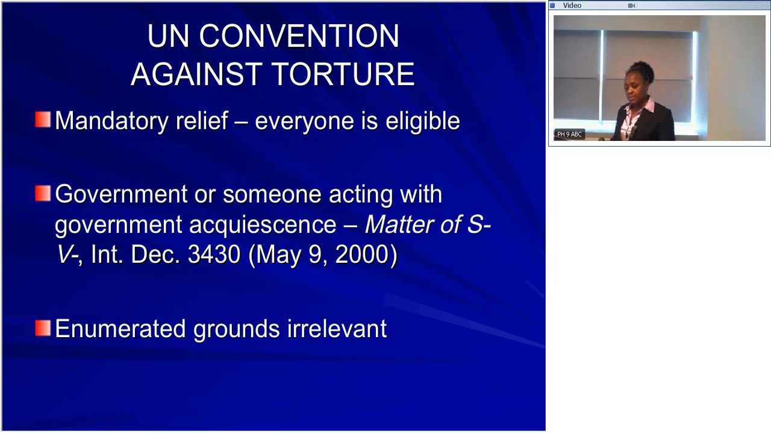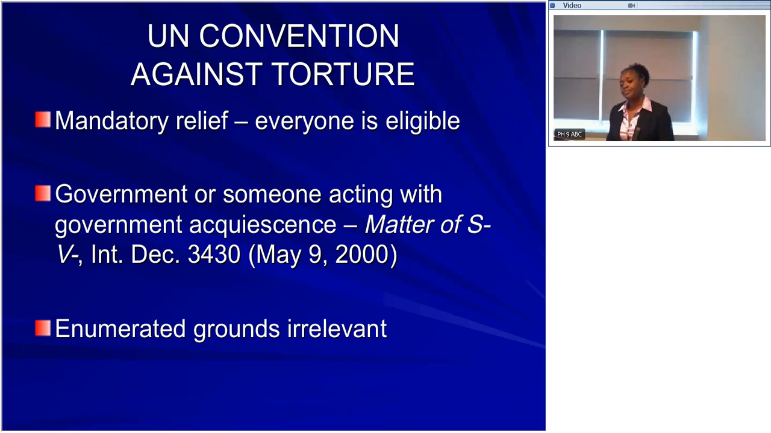Yes. Government acquiescence, is it the same as unwilling or unable to control? No. So the unwilling and unable is not the same. You actually need affirmative action by the government. And when we talk about the government, it's not just the government in the cabinet. If you have a police officer, so long as it's not a rogue police officer, then you can say, well, that's government acquiescence, right? Because they are part of the government forces.